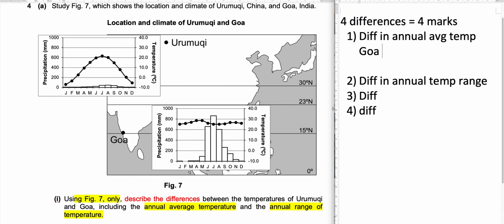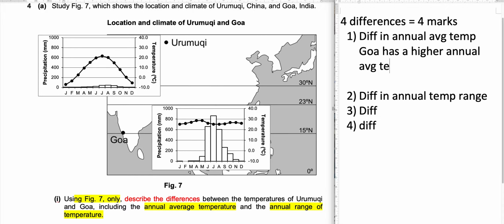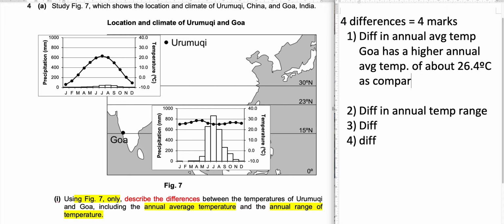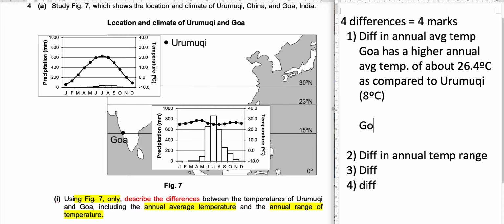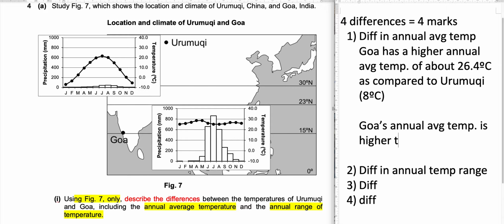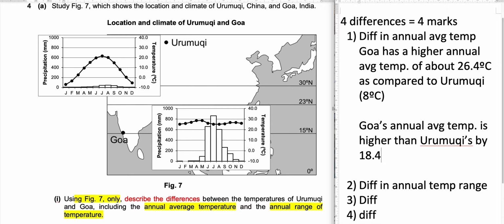Alright, so you need to write it as a difference. Okay, Goa has a higher annual average temperature. Of course, spell average and temperature right. Okay, of about 26.4 degrees as compared to Urumqi, 8 degrees. Even better, you calculate the difference. Goa's annual average temperature is higher than Urumqi's by 26.4 minus 8, 18.4.